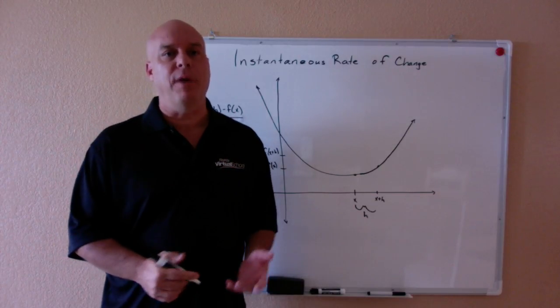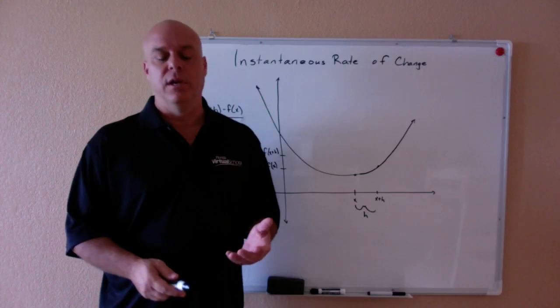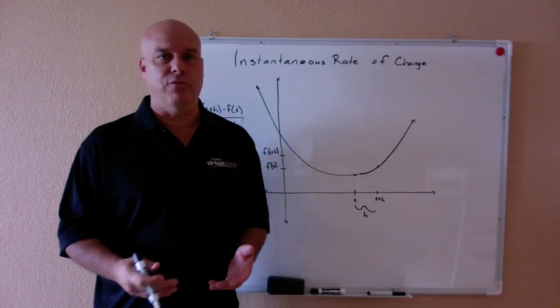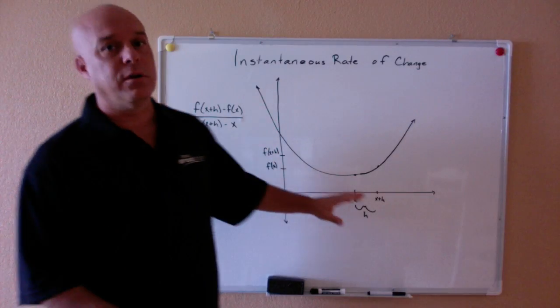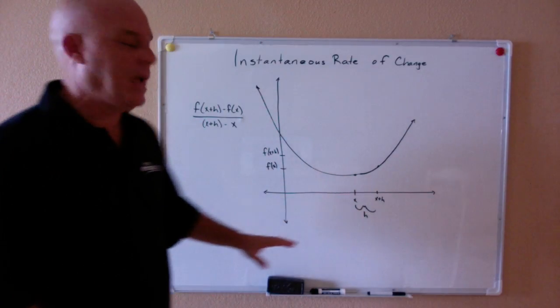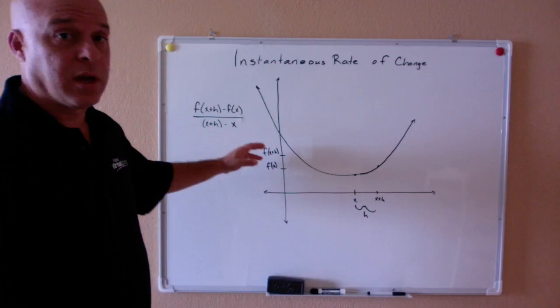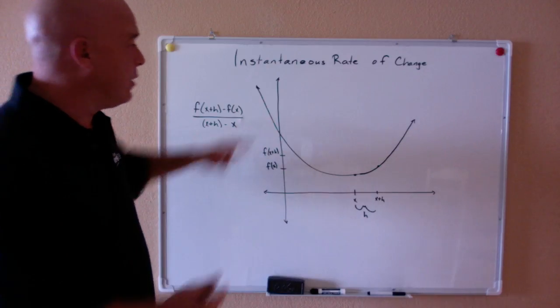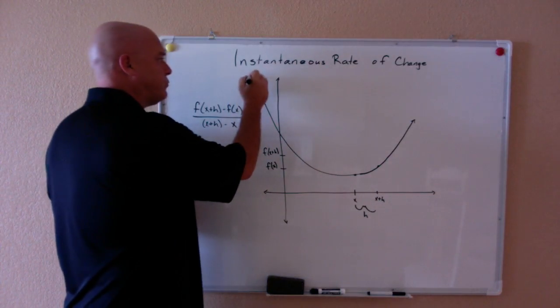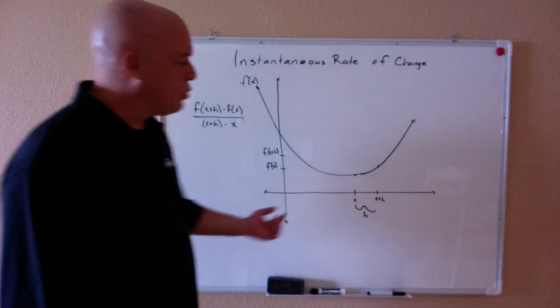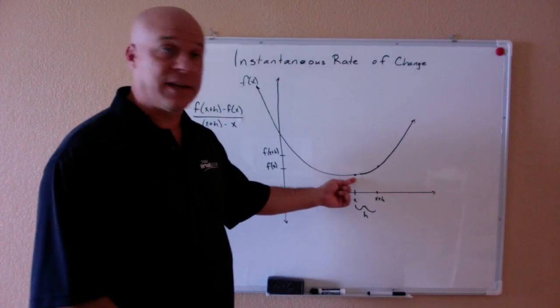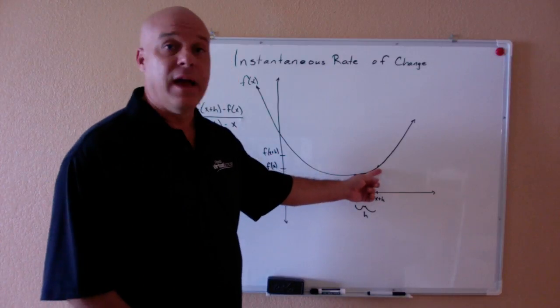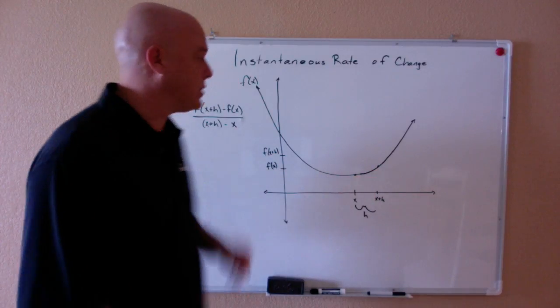Now the problem that we run into with this is that when we're doing the average rate of change, we're looking at the slope of the secant line, and you can see that I've put pretty much the same image that I had up here before when we were talking about average rate of change. I've got my function f of x, and I've chosen 2 points, x and x plus h. This is the ordered pair x, f of x.